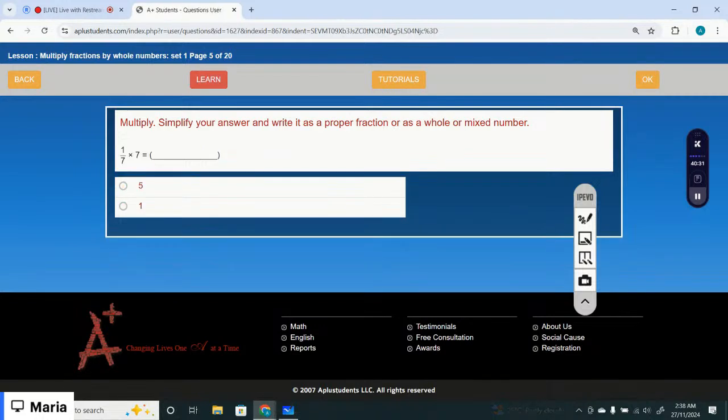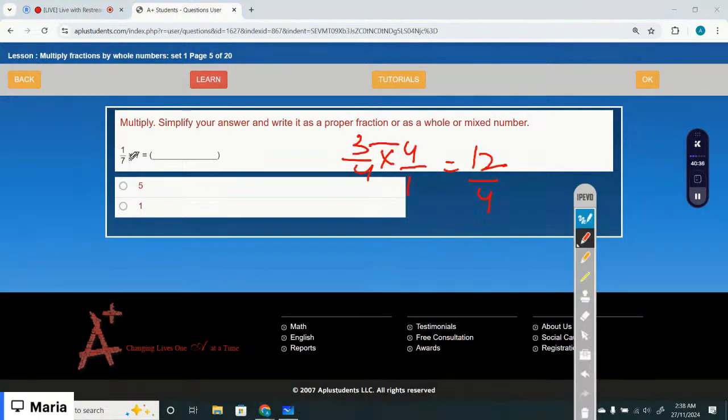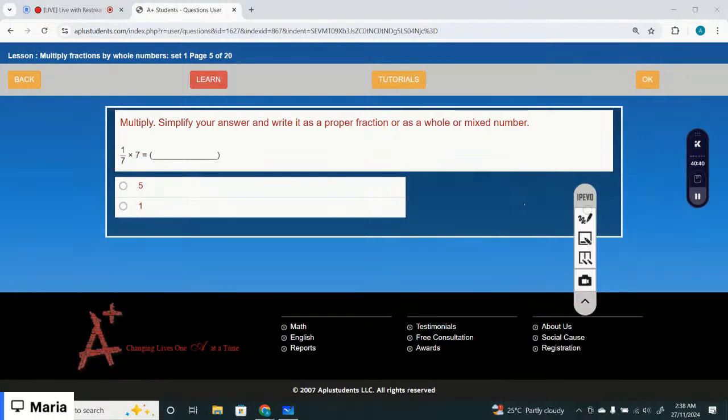Okay, the next one is 1 by 7 times 7. So again, 7 and 7 cancel out each other. So you are left with 1. The correct option is 1. Option number 2 is the correct option.